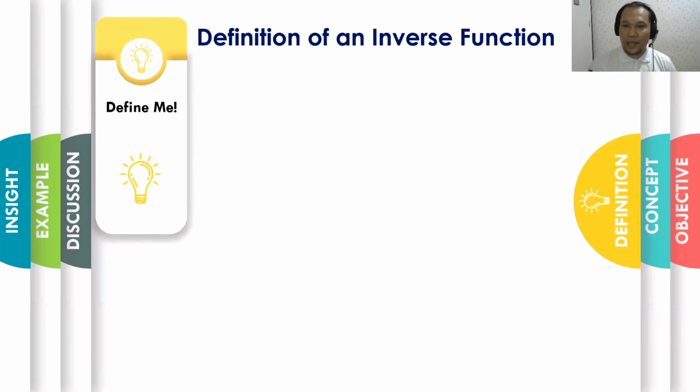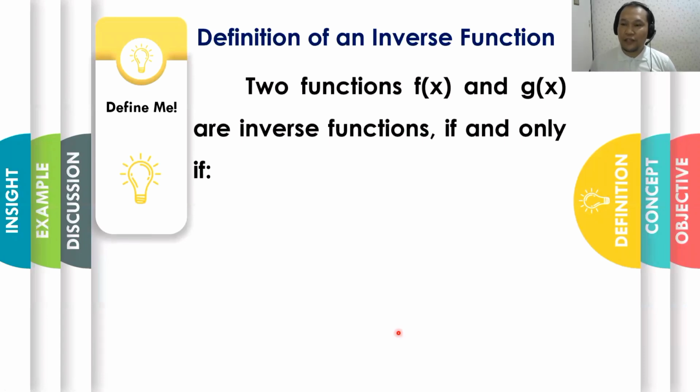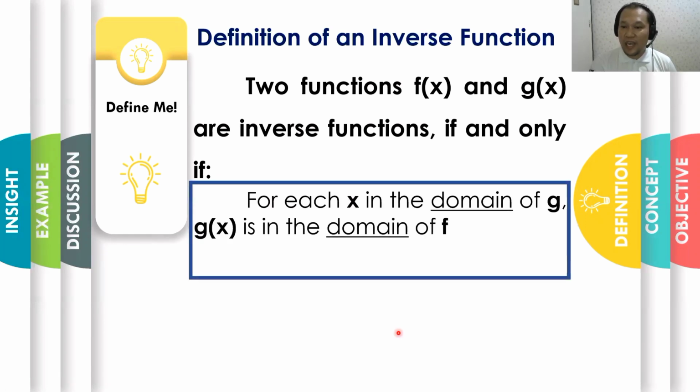Two functions, f of x and g of x, are inverse functions if and only if, when checking whether the given two functions are inverse, for each x in the domain of g, g of x is in the domain of the function f. That is, f composite g is equal to x, as we performed in the previous example.